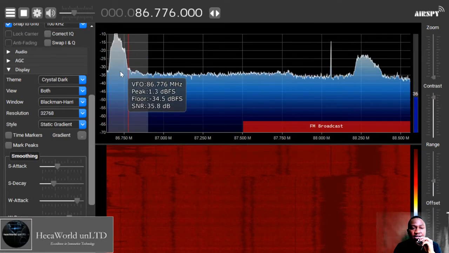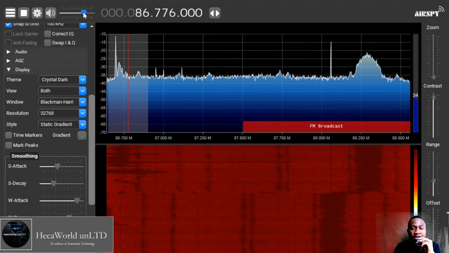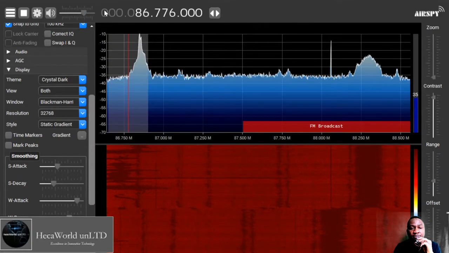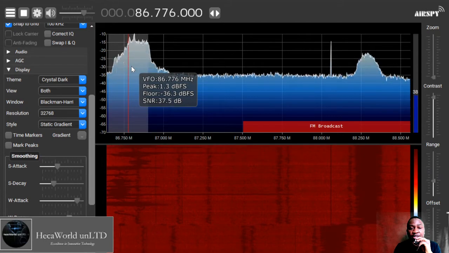All right, right here is the sound. Let's increase the volume. Hello. All right, thank you. So it works. This transmitter is functioning right now.